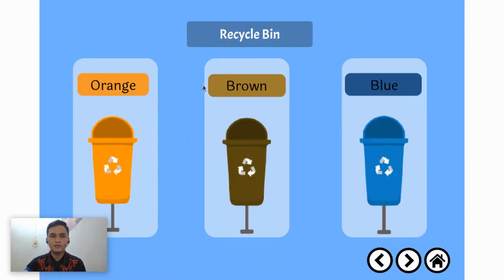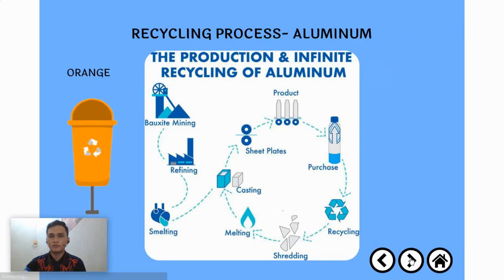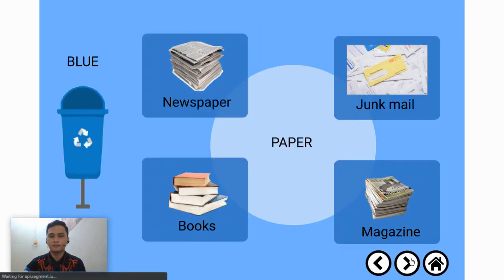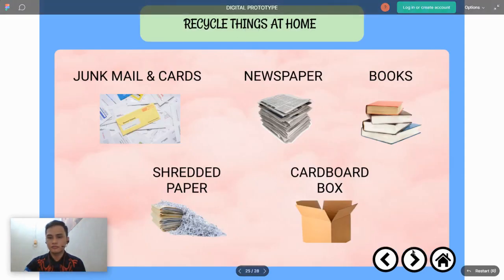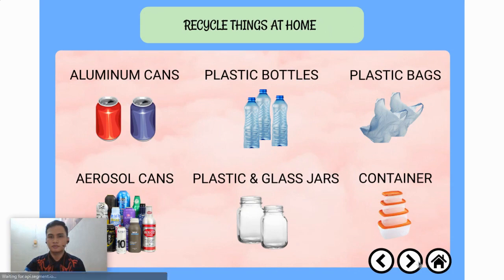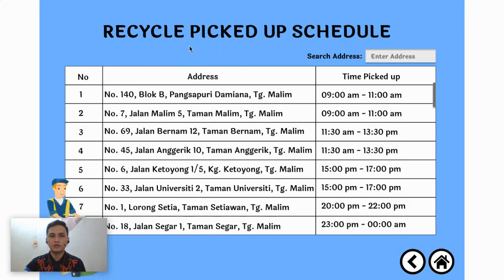First, the recycle bin. This will tell the visitors how they can separate the items differently based on the colors. And next will be how the items can be recycled at home. And lastly, the system will provide the recycle pickup schedule so that the visitors can know when the recycled items will be picked up at their address.